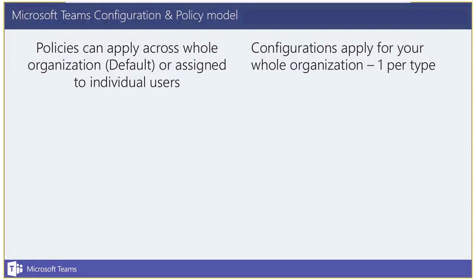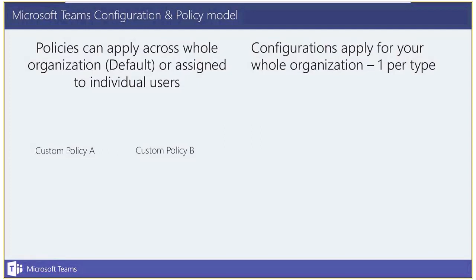Touching really briefly on the configuration and policy model for Microsoft Teams, if you're familiar with Skype for Business, this is very similar to the model that we had for Skype for Business. We have two types of configurations and policies. Policies are governance elements that can be applied either across your whole organization or assigned to individual users so that most of your organization can have one experience or one set of features available to them. And then specific users who either need to have features taken away or need to be given extra features can be given those custom policies. Configurations, on the other hand, are going to apply for your whole organization.